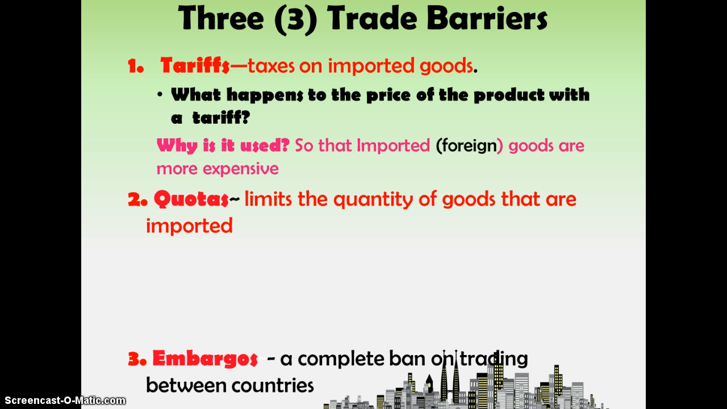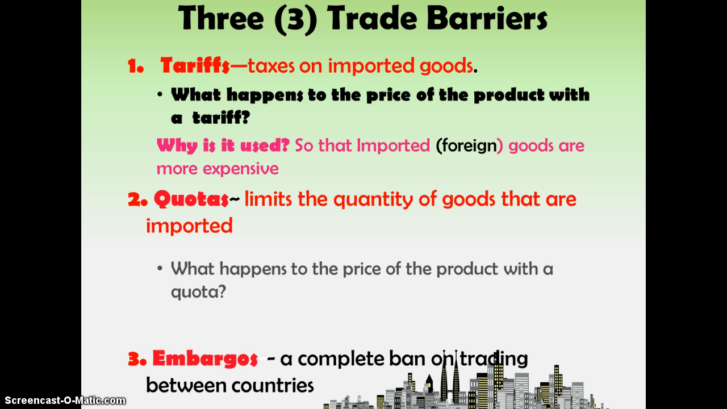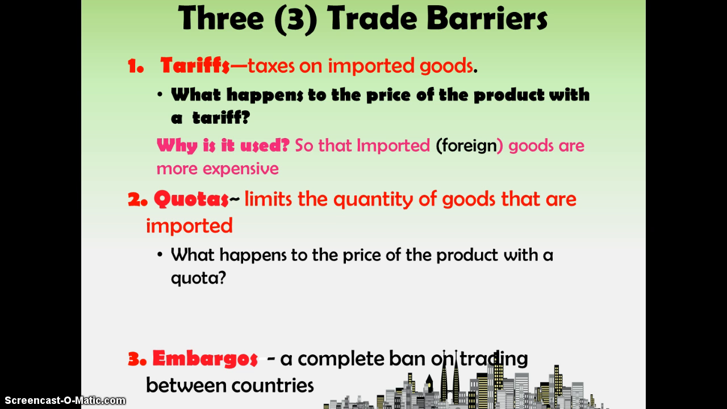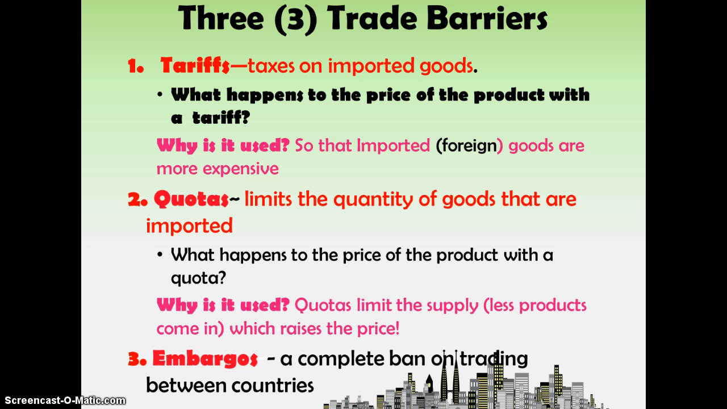A quota limits the amount of goods that are imported into a country. So what happens to the price of a product with a quota? Quotas limit the supply, but when you limit the supply, what happens to the price? It goes up. So both a quota and a tariff actually increase the price of foreign goods. So they work differently, but they have the same goal, to raise the price. And again, it helps protect the local manufacturer.